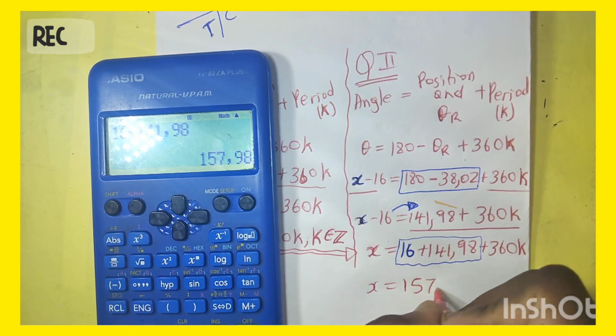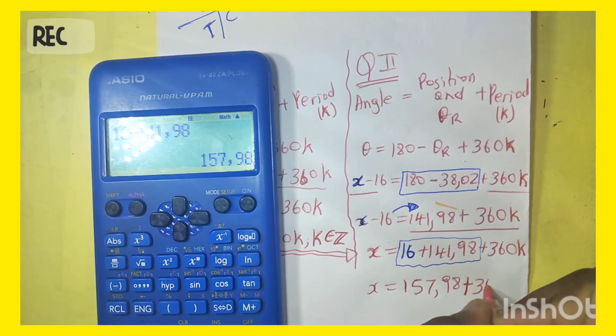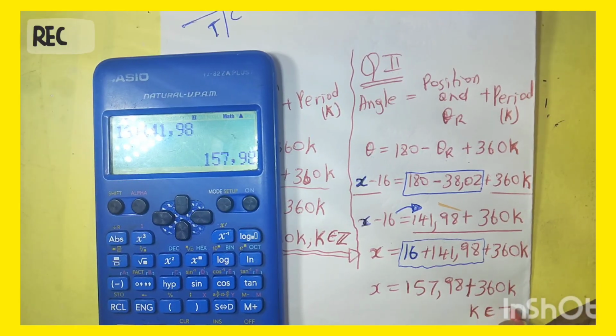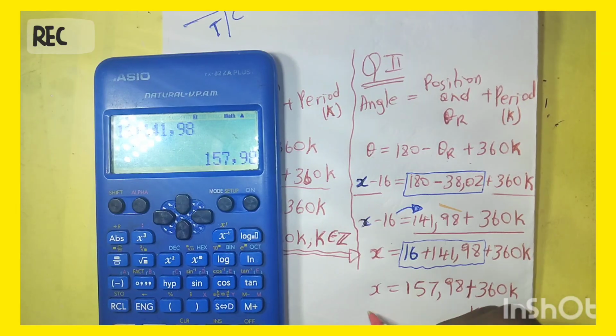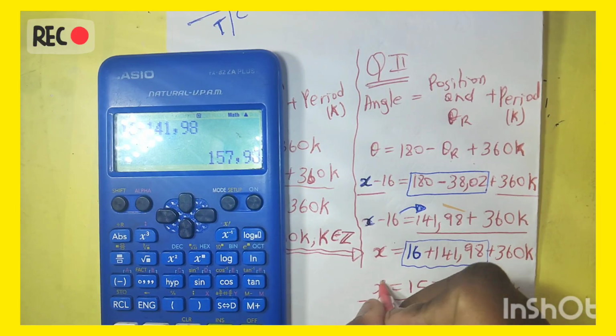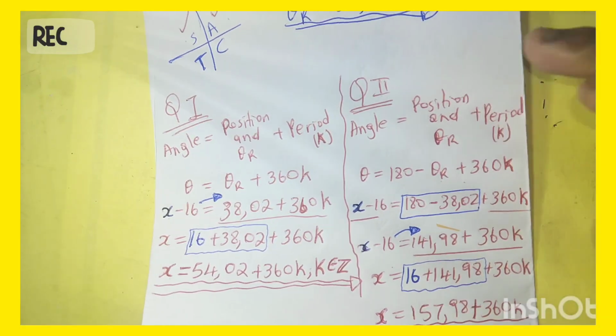That's 157,98 plus 360k, and say k is an element of all integers. All the time, guys, put that thing, do you see, which is the general solution. So that's how, guys, you get a general solution.